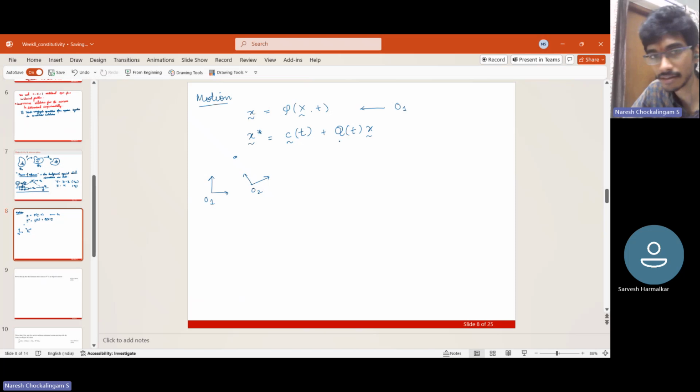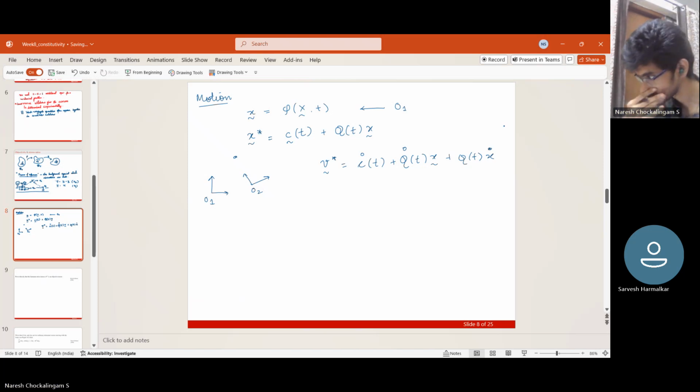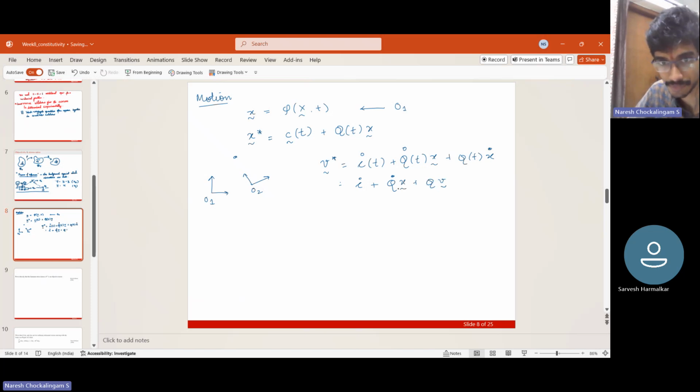Now, if you look at the velocity, say v star. What is v star? Just take the material time derivative on both sides. It is c dot of t plus Q dot of t x. So x depends on time, remember, plus Q of t x dot. So it is nothing but c dot plus Q dot x plus Q x dot. And x dot is nothing but v.